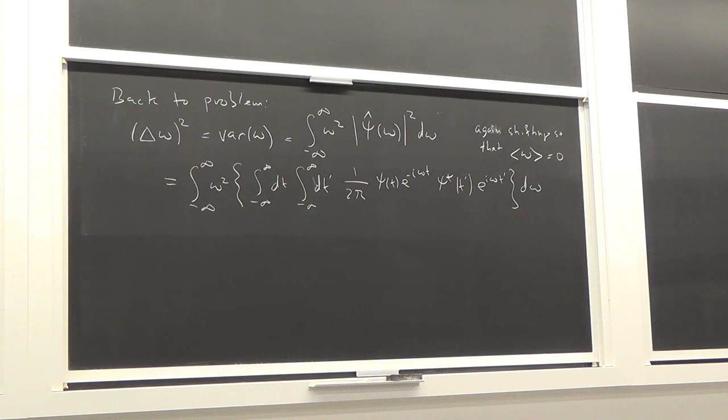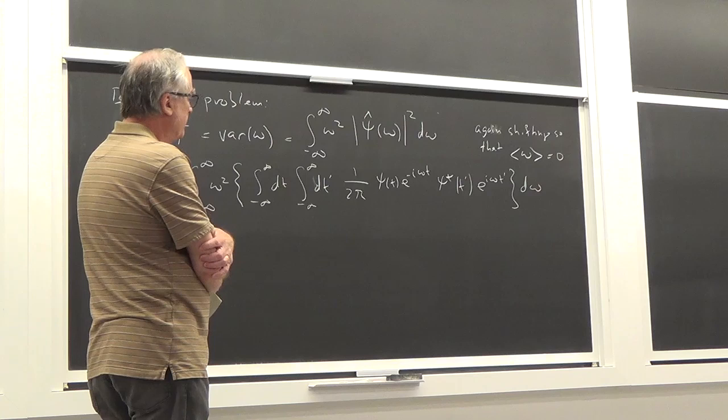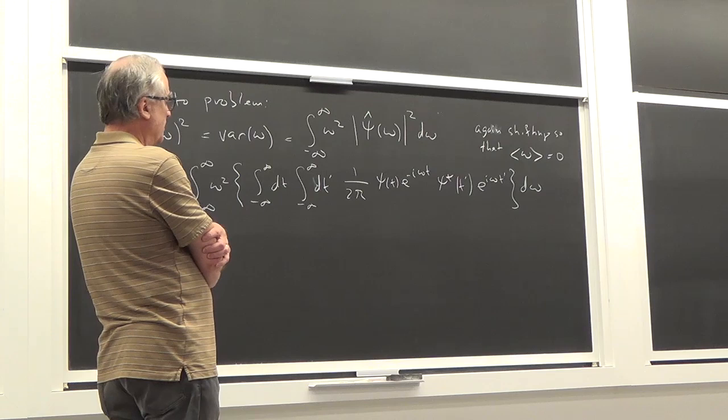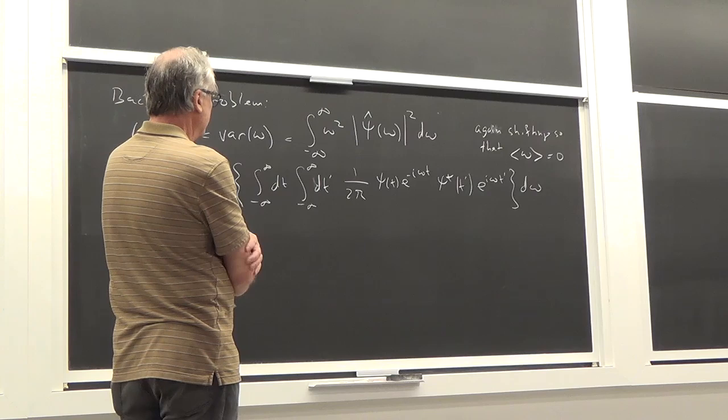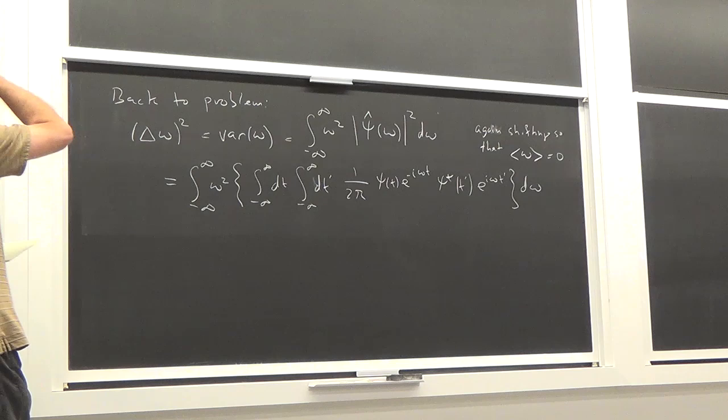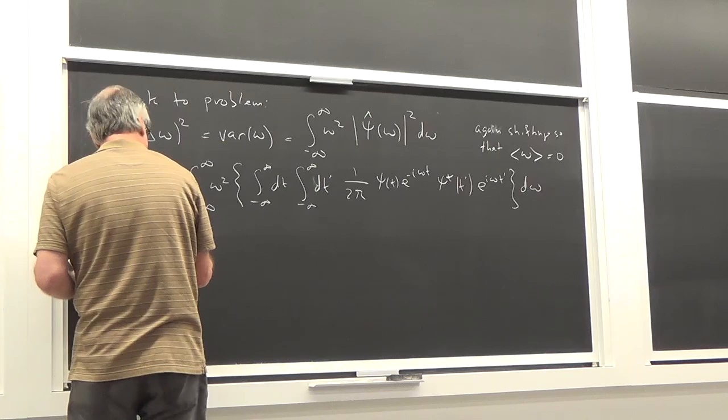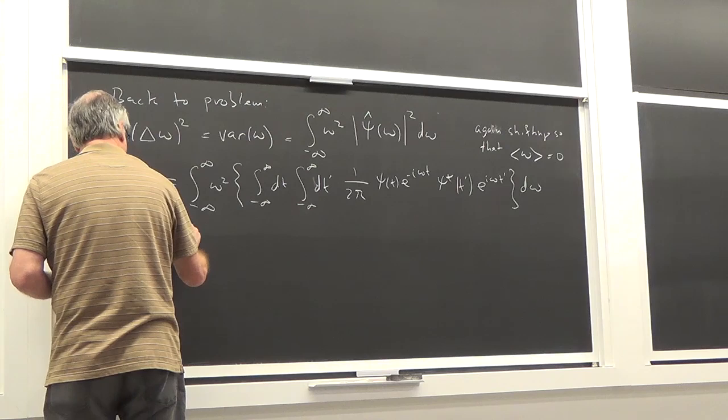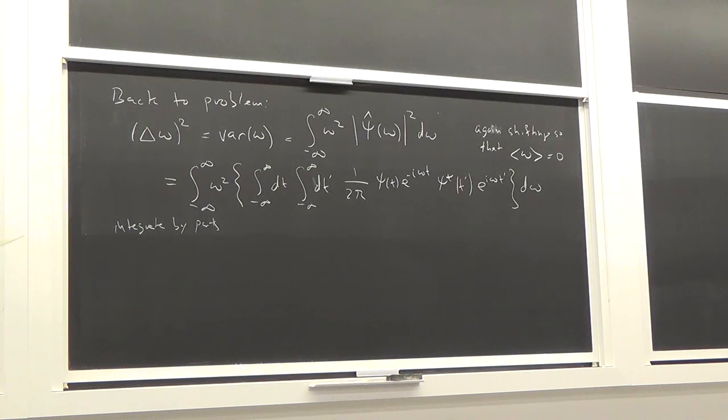What do I do? I'd love to be able to integrate by parts on my time variables, but I have a little bit of trouble here. Let's see. Okay, so let's integrate by parts. How would I do that? Let's see.